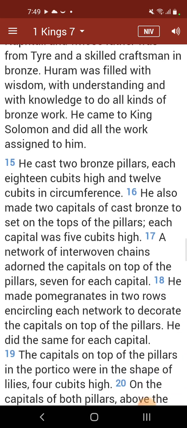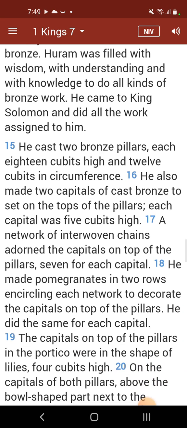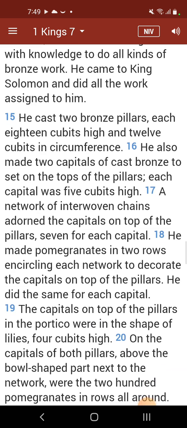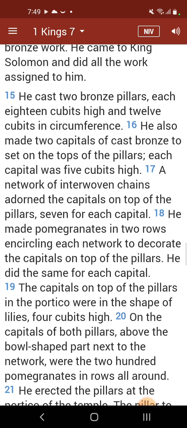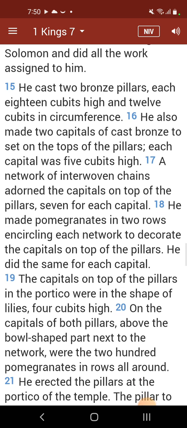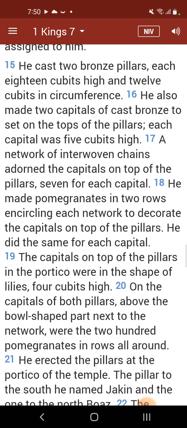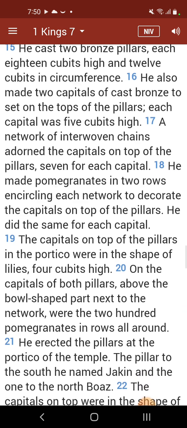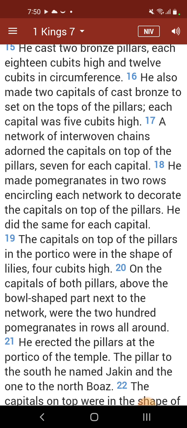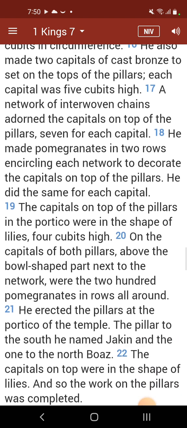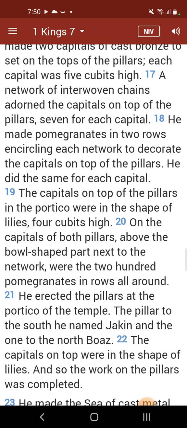He cast 2 bronze pillars, each 18 cubits high and 12 cubits in circumference. He also made 2 capitals of cast bronze to set on the tops of the pillars. Each capital was 5 cubits high. A network of interwoven chains adorned the capitals on top of the pillars, 7 for each capital. He made pomegranates in 2 rows, encircling each network to decorate the capitals on top of the pillars. He did the same for each capital.